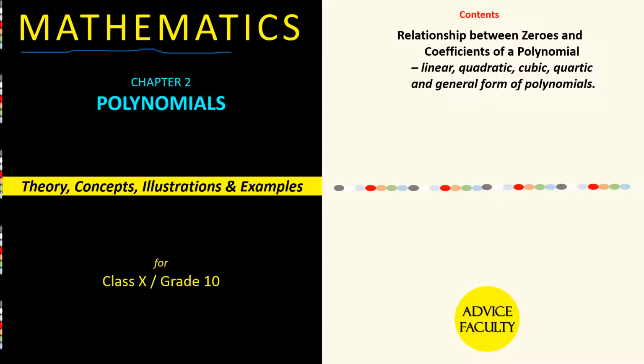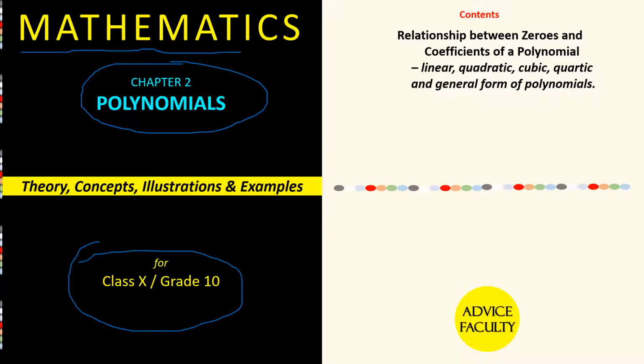Welcome to this session on Mathematics, Chapter 2 on Polynomials for Class 10, Grade 10. We are covering the relationship between zeros and the coefficients of a polynomial.